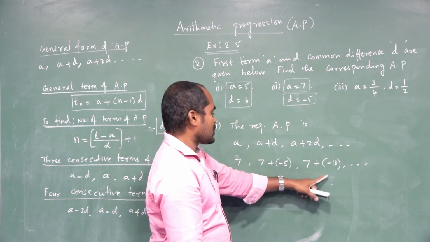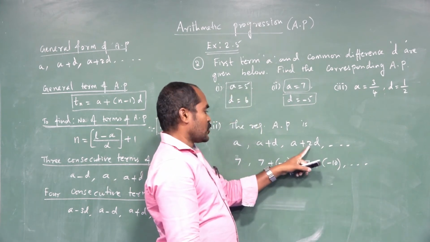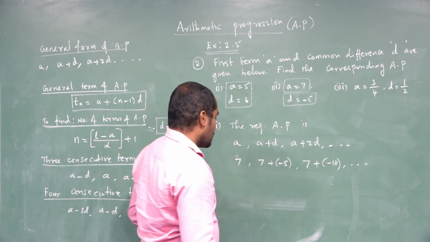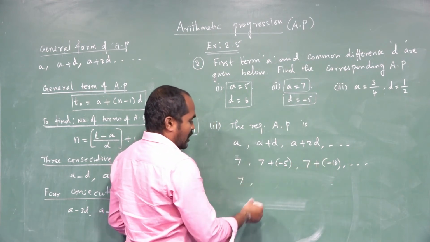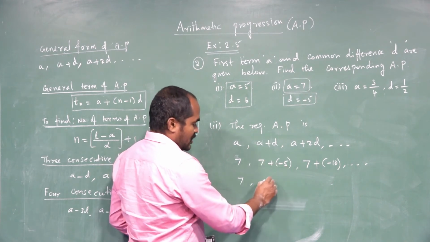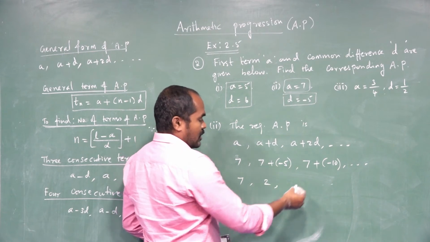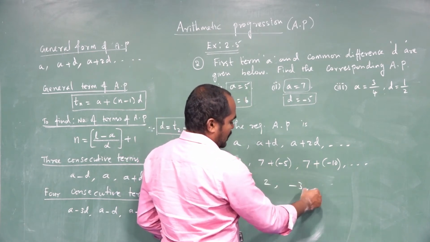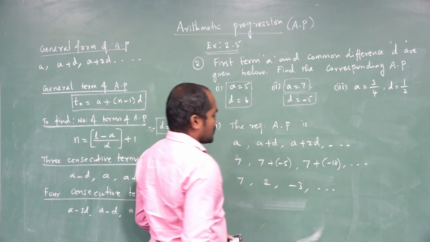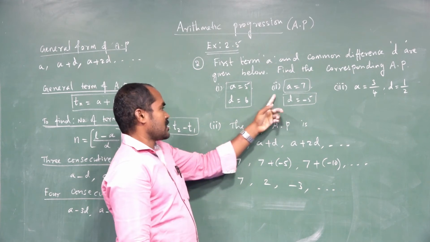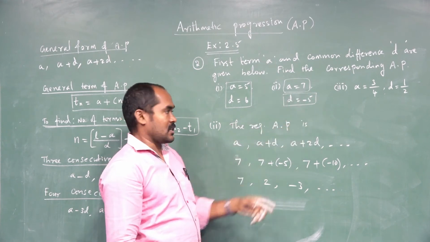So why does this place become minus 10? 2 into minus 5. 2 into minus 5 is minus 10. So this is 7, plus into minus is minus. 7 minus 5 is 2, 7 minus 10 is minus 3, etc. So this is the corresponding arithmetic progression, and A is 7, D is minus 5.